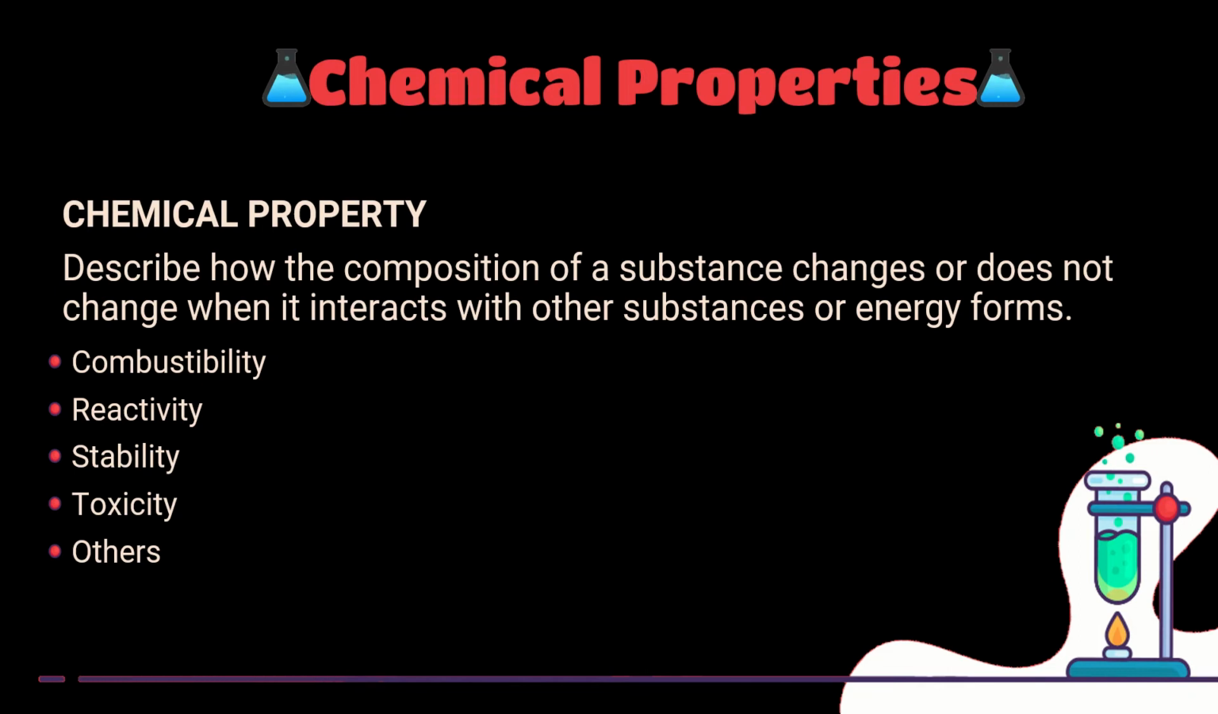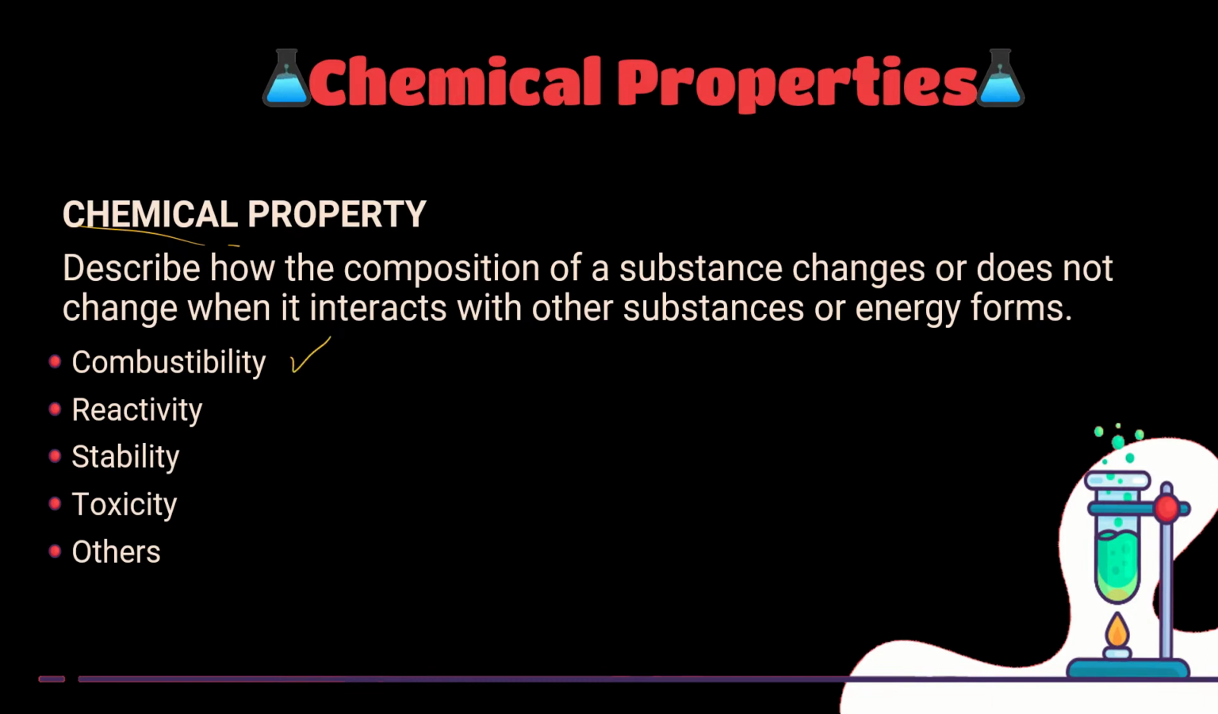So those are the two examples or the two classifications of physical properties. We now go to the chemical property. So when we say chemical property, it describes how the composition of a substance changes or does not change. So this is a question of magkakaroon ba ng pagbabago or i-resist niya yung pagbabago when it interacts with other substances or energy forms. For example, combustibility.